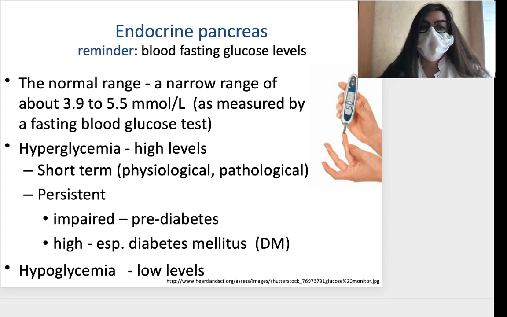How to screen for normal insulin level: we have to check blood fasting glucose levels. The normal range of fasting glucose is about 3.9 to 5.5 millimoles per liter, measured by the fasting glucose test. Hyperglycemia is a high level, more than 5.5. It can be short-term and physiological, after a meal, or pathological due to abnormal carbohydrate metabolism. And it can be persistent. It is impaired in prediabetes, and there is a high level of fasting glucose in diabetes mellitus. And it can be a low level, less than 3.9, which we name hypoglycemia.